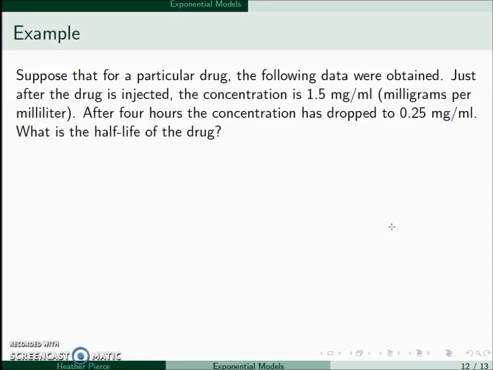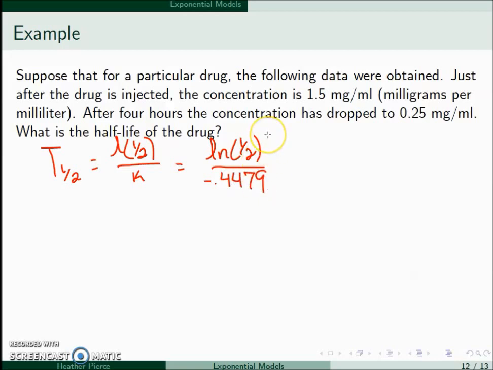After this time we want to know what the half-life of the drug is. So the half-life is whenever we have half of the original amount left. And just like our doubling time was the natural log of 2 over k, the half time is given by the natural log of 1/2 over k. So in this case, we already found k to be minus 0.4479. So we can do this calculation and get 1.55. So just over 1.5 hours, and we will have half of the drug left.